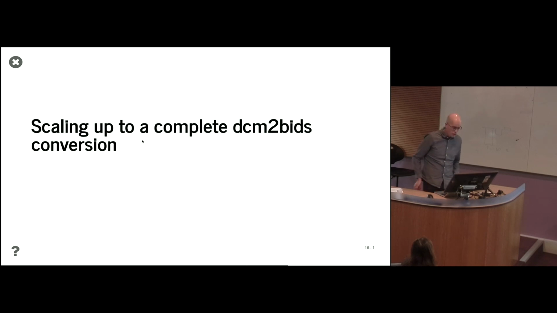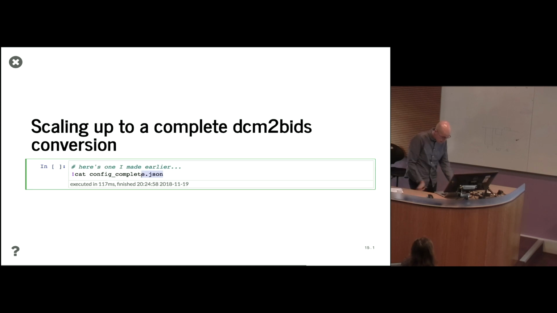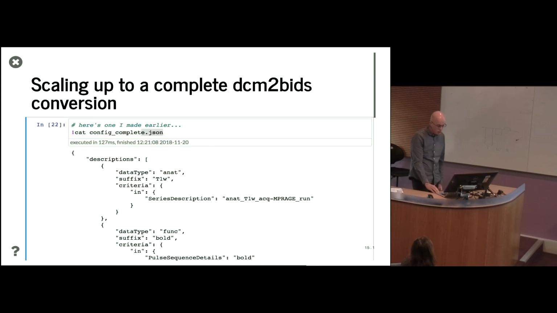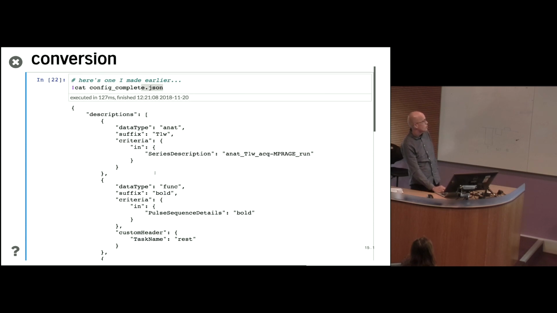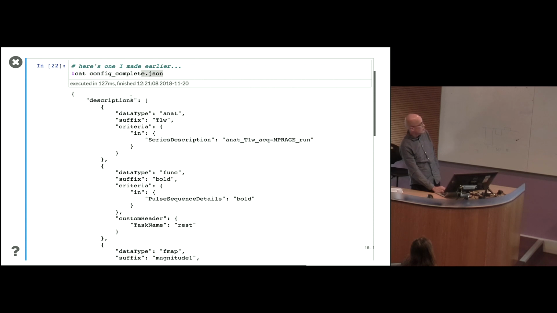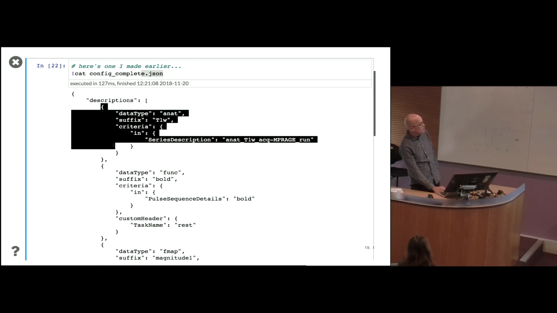Now to scale this up to convert all of the series that we collected, I could bore you to tears and show you all of the criteria and all the considerations, but I'm not going to do that. I've cooked one up already. Just to give you an idea of what that looks like for this example data set, here's the full configuration file. So the descriptions list is now longer. We have the anatomical that we already saw.